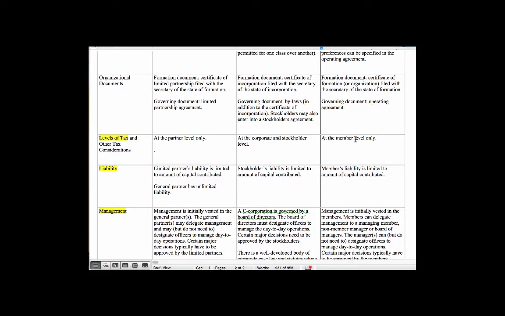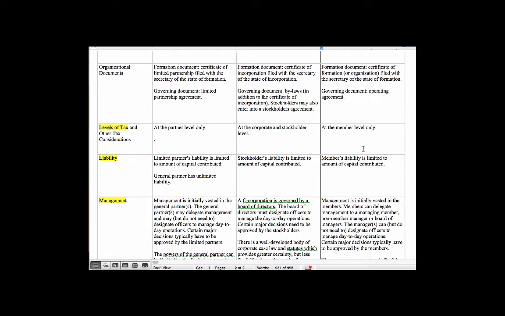And an LLC is great because an LLC is a form of entity that allows you to do what we call checking the box. The IRS says an LLC can be treated either as a partnership or disregarded entity or as a C Corp. And it's up to you. You just check the box. And when you check the box, you decide whether or not you want to be treated like a corporation or whether you want to be treated like a partnership. So it's sort of a best of both worlds kind of option.